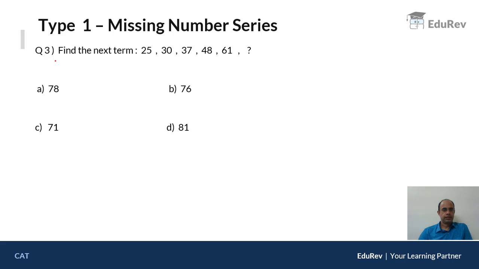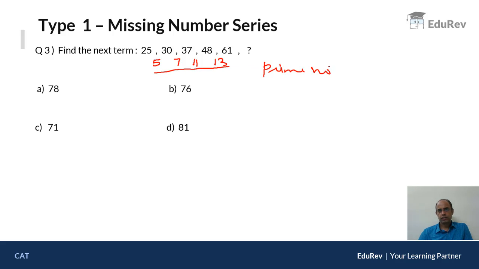Now the third question. Find the next term: 25, 30, 37, 48, 61. Again, if nothing is striking, at least find the difference. Here we are finding the difference as 5. Here the difference is 7. Here the difference is 11. Here the difference is 13. Now, can we find some relationship in these differences? These are not consecutive odd numbers because we are missing 9. So I cannot say differences are odd numbers, but I am observing all these numbers are prime numbers.